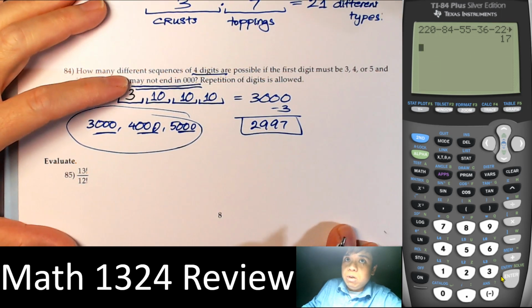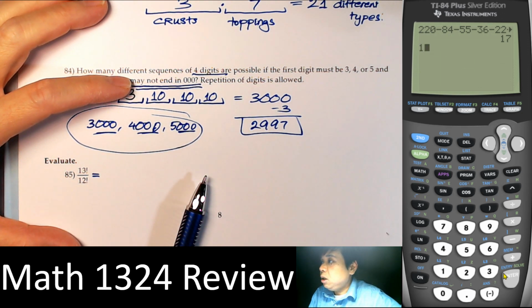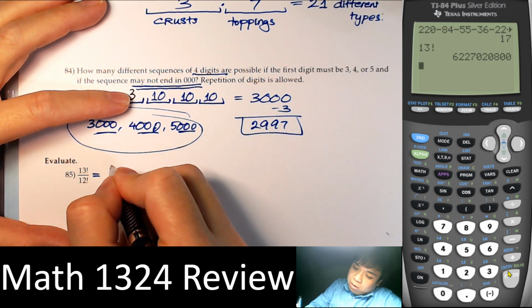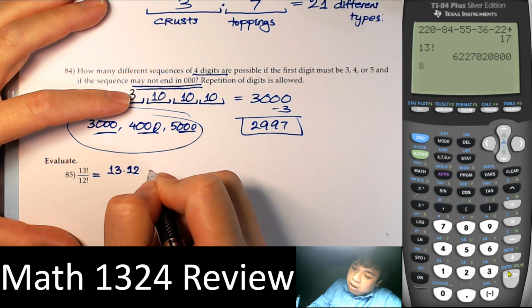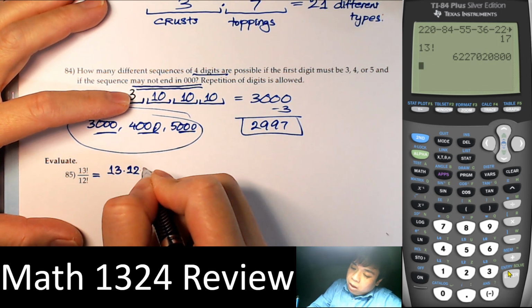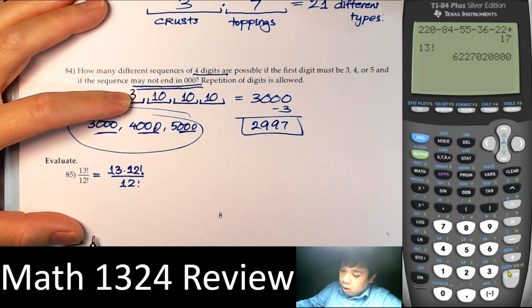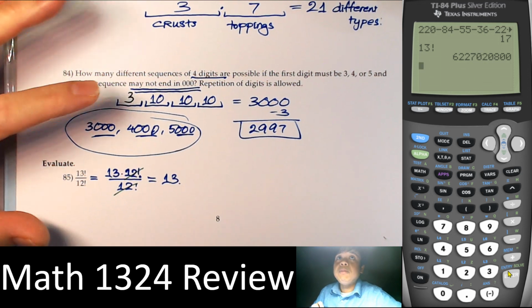Next, simplify this factorial. Of course, if you want the factorial, we can use the math menu, go to probability, and go to the exclamation point. Of course, we're not going to use that. Factorial means we start from that number, going down to 11, 10, 9, and so on. But we just stop at 12, because we do have 12 at the bottom. We just cancel out, and we have 13. So that's much better.